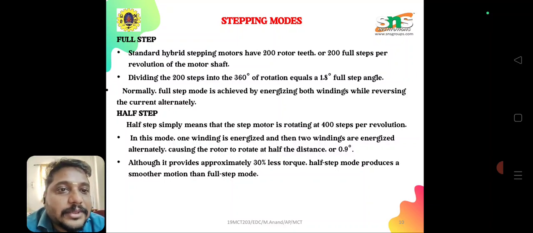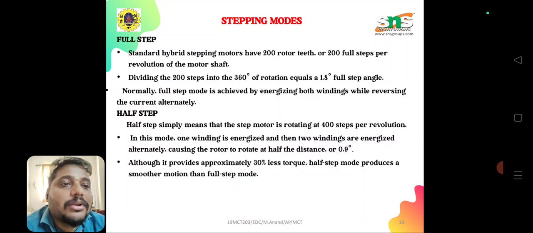The half step simply means that the step motor is rotating at 400 steps per revolution. In this mode, one winding is energized and then two windings are energized alternately, causing the rotor to rotate half of the distance, or 0.9 degrees. Although it provides approximately 30% less torque, half step mode produces smoother motion than full step mode.